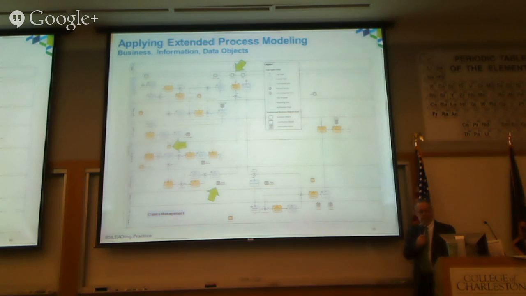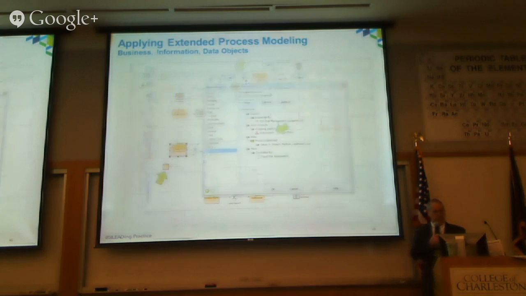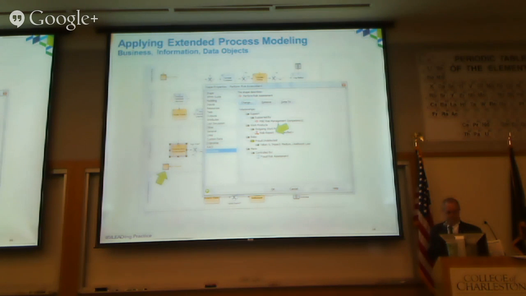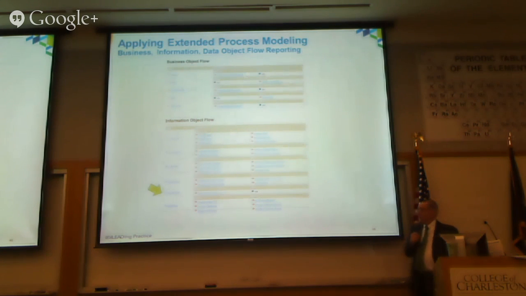And for those of you interested, this still does make it out of the XML stream, of course, as an extension to the standard BPMN. In this case, it can be modeled and mapped as work product flow between particular processes or activities. And within that, you can do reporting in the enterprise modeling system to track business object flow and information object flow.